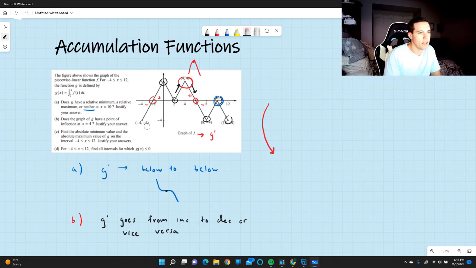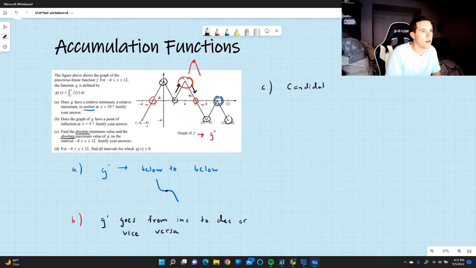Part C is the big part. This is where all the accumulation happens. So, part C says, find the absolute min and absolute max. As soon as you see the word absolute, you need to talk about candidates.